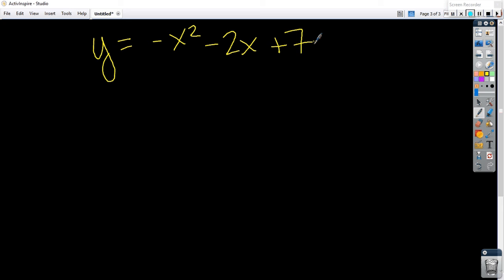Can anybody tell me what you see? I think it's going to be like average. But what else do you know? Something about the 7. What about the 7? It's the y-intercept. The y-intercept is 7. I know it's going to cross the y-axis at 7.